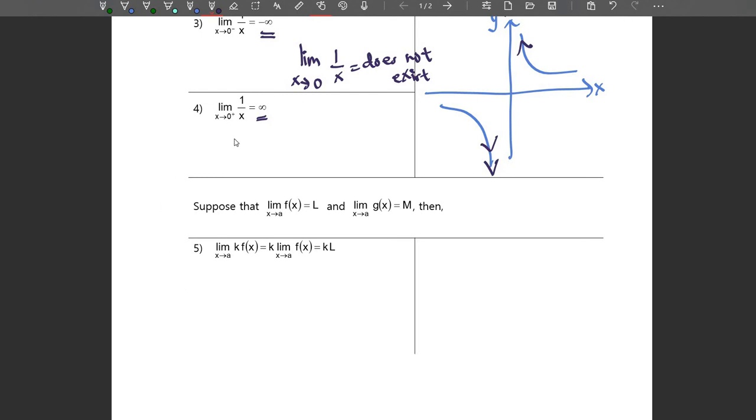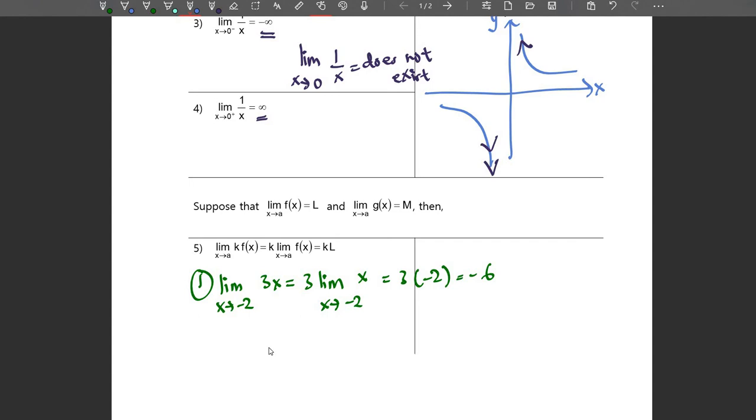For example, let me write the limit as x approaches negative 2 of 3x, because k is any constant, right? So 3x is the same as 3 times the limit as x approaches negative 2 of x, which is 3 times negative 2, equal to negative 6.